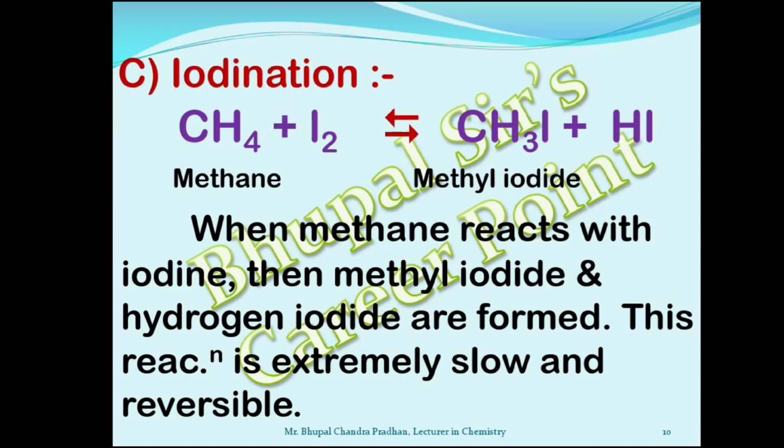Now the question arises, how can we get methyl iodide? If the reverse reaction, the backward reaction, is cancelled, then we can get methyl iodide. So how can we get it?